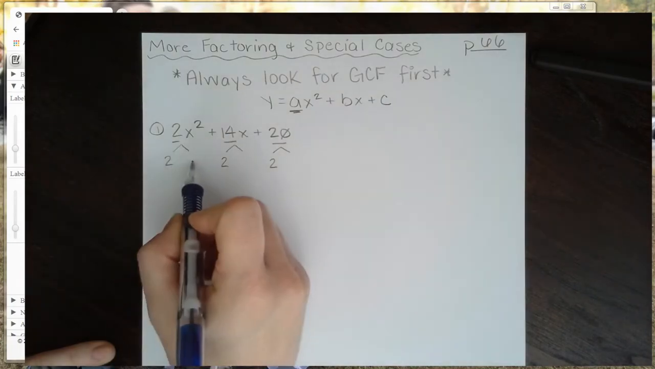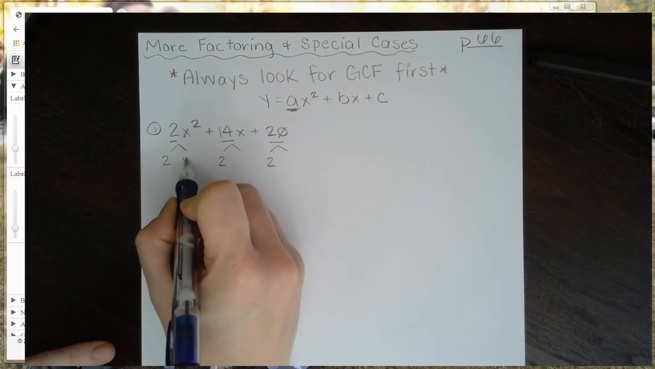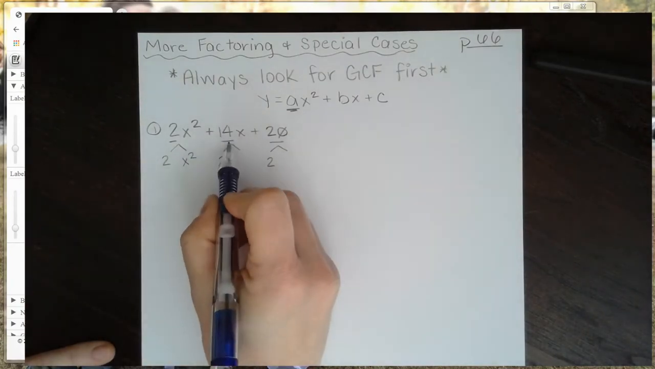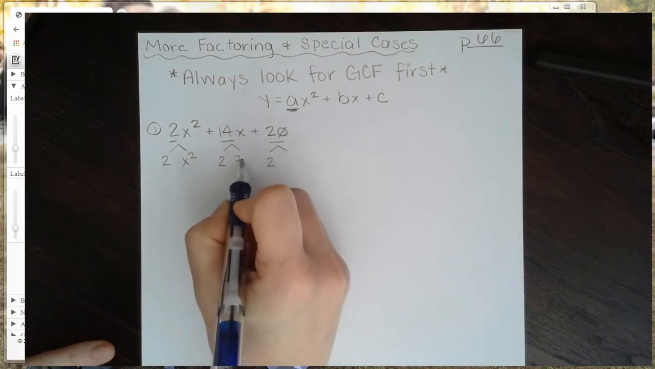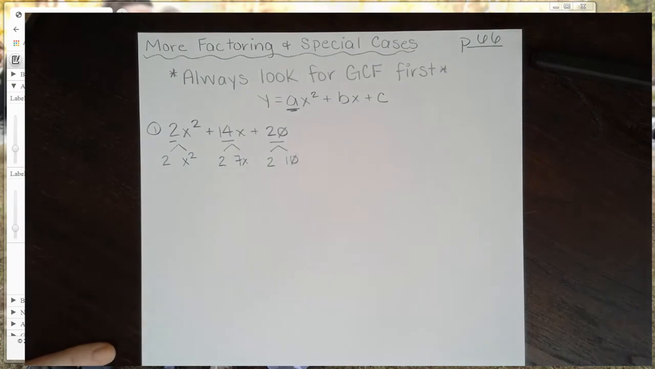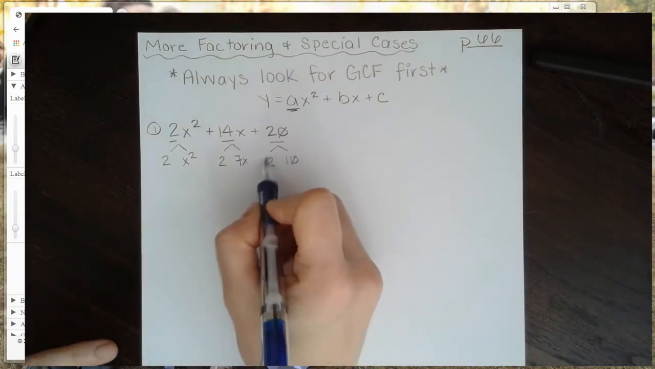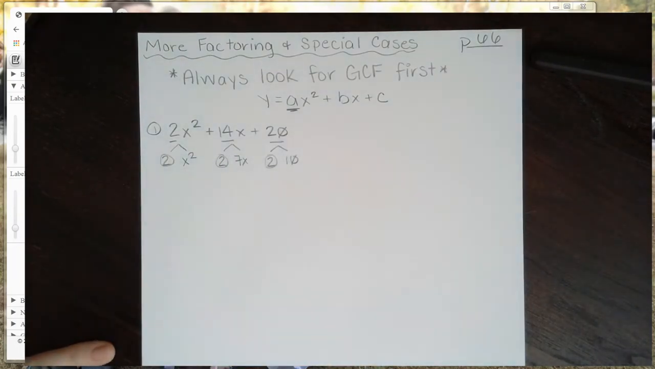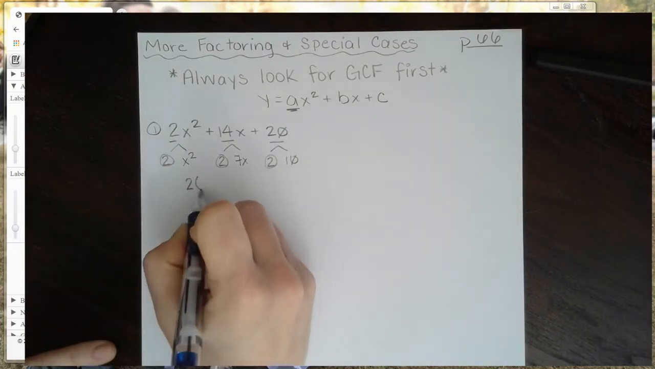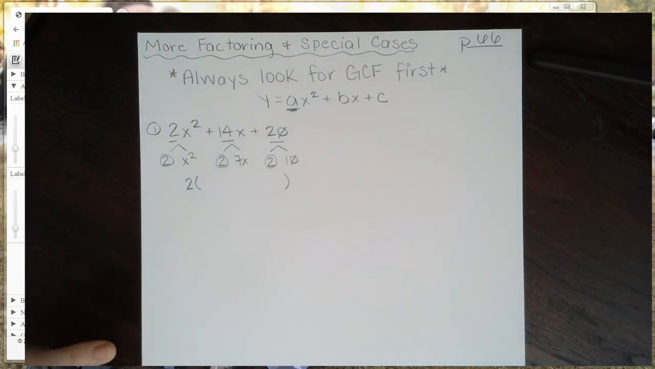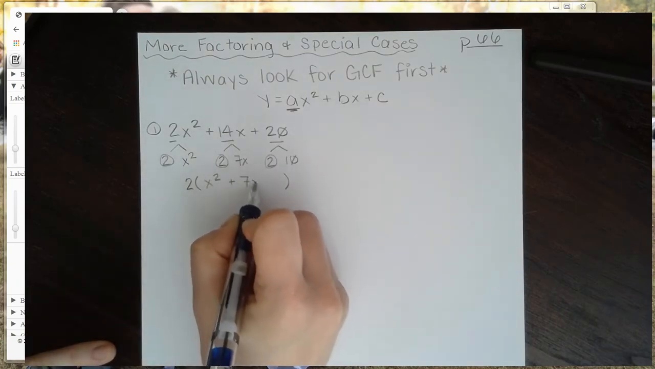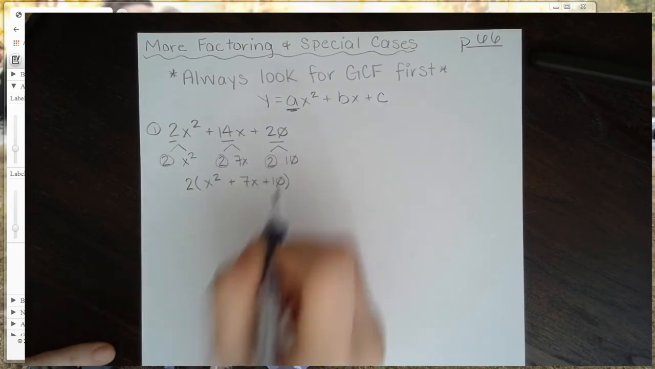So 2 times what would give me 2x squared? Well, this is missing x squared. 2 times what gets me 14x? I would be missing 7x here. And then 2 times 10 would give me 20. So this 2 has been divided from each term, so that's going to go outside of my parentheses. And then what's left over is going to be x squared plus 7x plus 10.